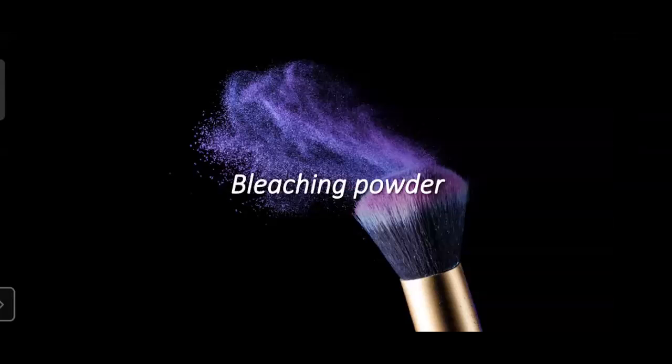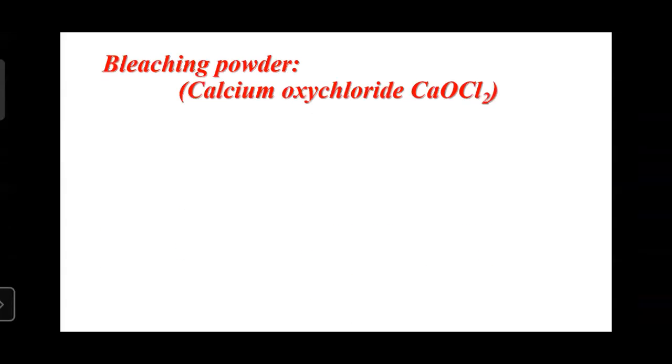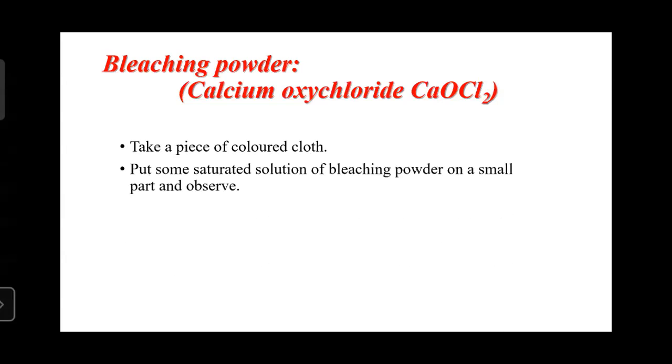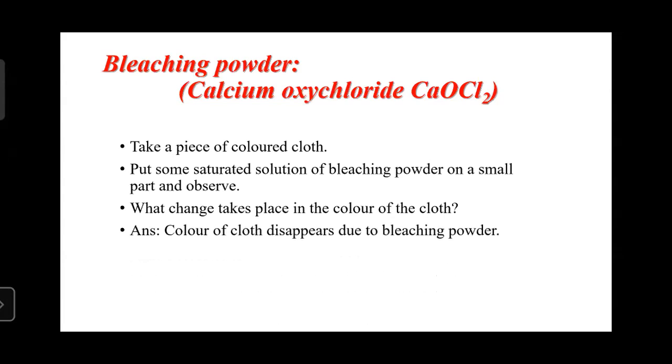Now we are moving to the next concept, that is bleaching powder. Everyone knows about bleaching powder. All the cosmetics have bleaching powder. Chemical name is calcium oxychloride, CaOCl2. Now take a piece of colored cloth, put some saturated solution of bleaching powder on a small part of it and observe what change takes place in the color of the cloth. Answer: the color of the cloth disappears due to bleaching powder.